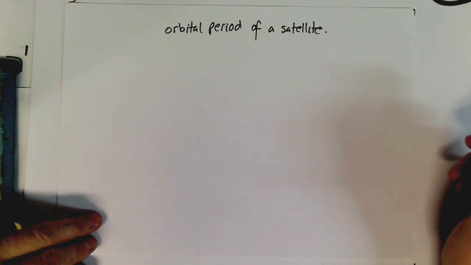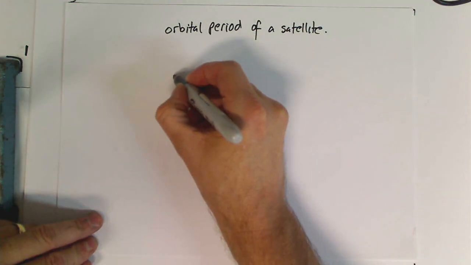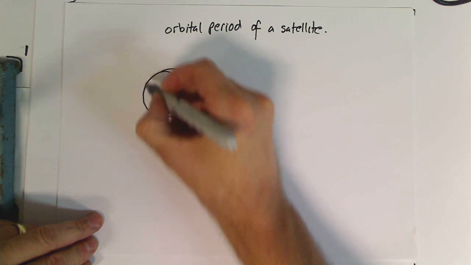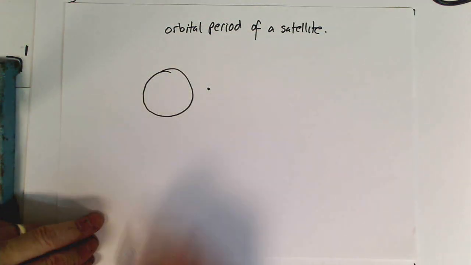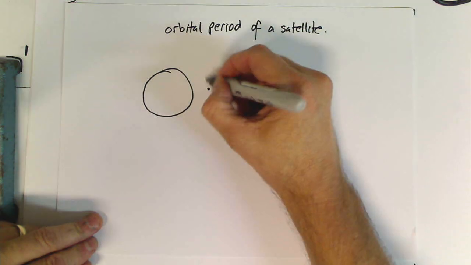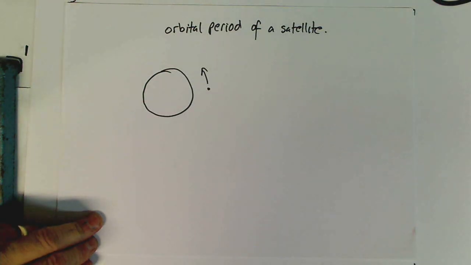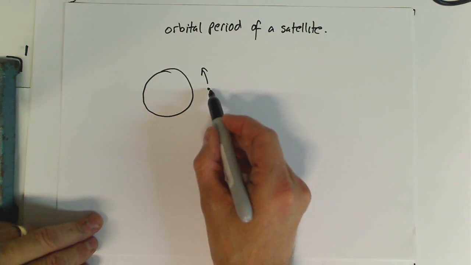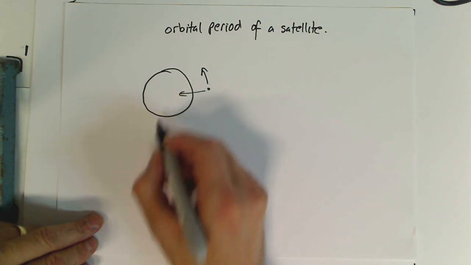Orbital period of a satellite. What we're looking at here is we've got our planet and we put a satellite up there and we want to know what its orbital period will be. Now if you just put a satellite up there, gravity is going to pull it straight back down.